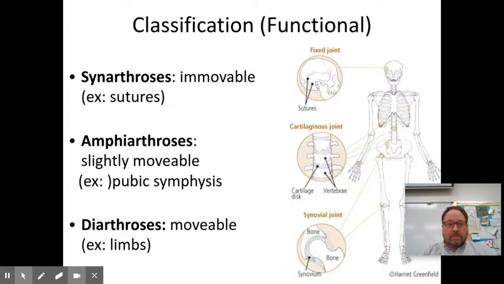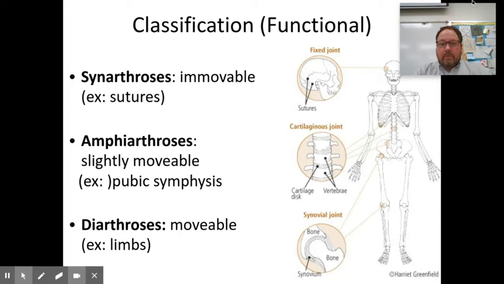So we can categorize joints in different ways, and we can categorize them functionally by the types of movement or the degree of movement they allow, or we can classify them structurally, like how they're built. So let's start first with the functional definition or classification of joints.